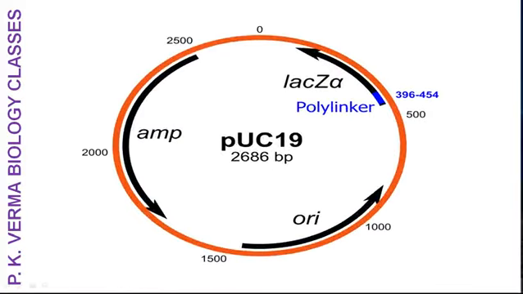This is the structure. Here the lacZ operon is cut from the main chromosome and attached. Only the Z cistron is here along with the promoter operator site, and ampicillin resistance gene is also present.